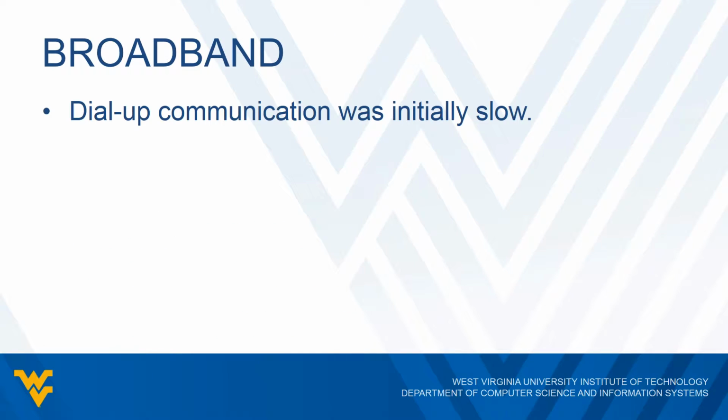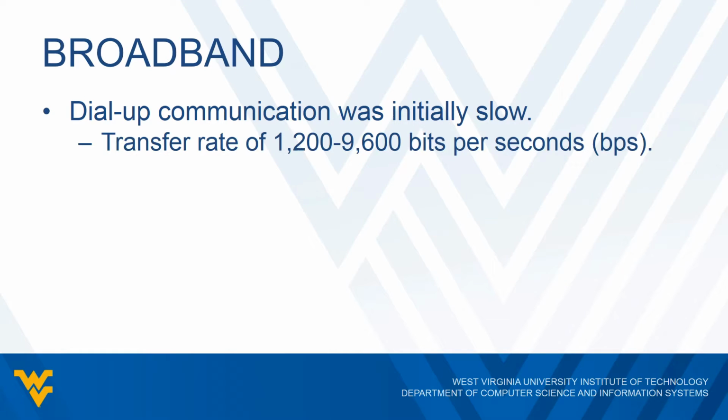Now, initially, dial-up connections were really slow. These analog encoding and decoding operations couldn't be done very quickly, because of the high error rate and the low capacity of a switched telephone line. What we mean by capacity, we call bandwidth nowadays. In the early days of telecommunications, these dial-up connections had a transfer rate of about 1200 to 9600 bits per second. That is really slow, especially compared to today's connection speeds.